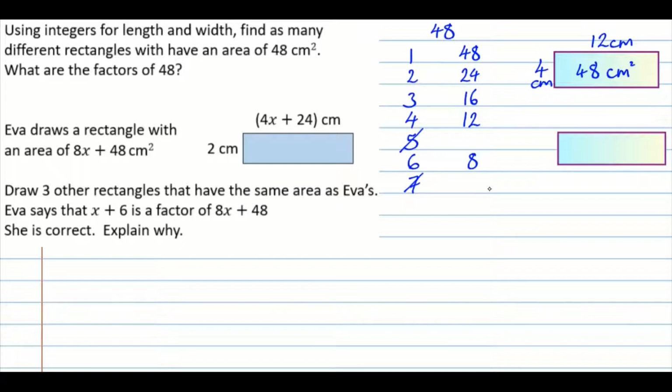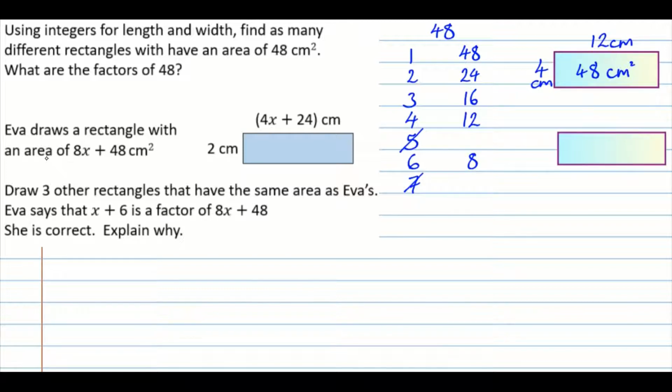Now, if you've been systematic like that, when you get to a number that's already on the list, then you have all of your factors. So the factors of 48 are 1, 2, 3, 4, 6, 8, 12, 16, 24 and 48. Your rectangles could be any of those pairs written in as lengths and widths on the rectangle.